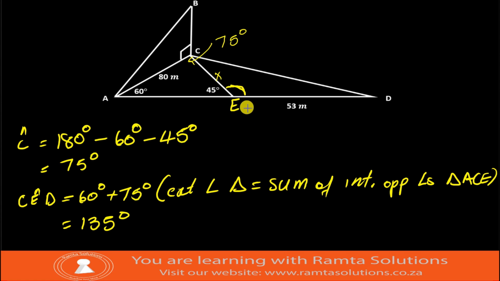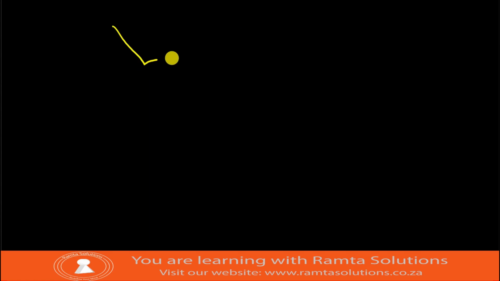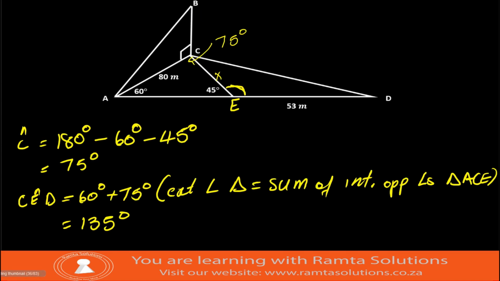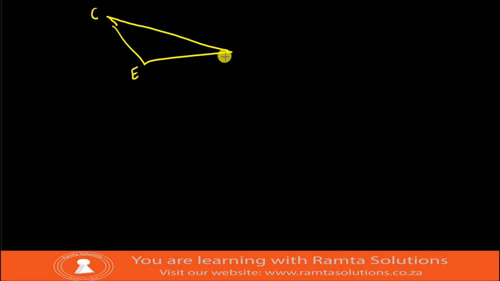Remember, we have this side here, side CE. We also have side DE. The question wants us to find CD, so it's easy for us. We'll use the cosine rule. Check this out, let me show you. So this is CE, right? We found this, we said it's 135 degrees. We also found this, and this one is given as 53, right? This one is also given as 53, right?